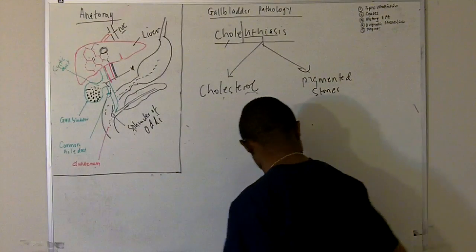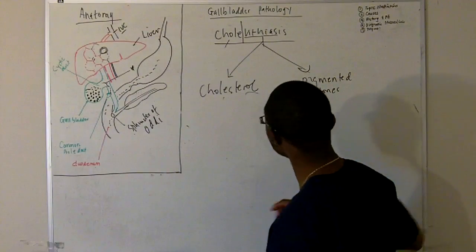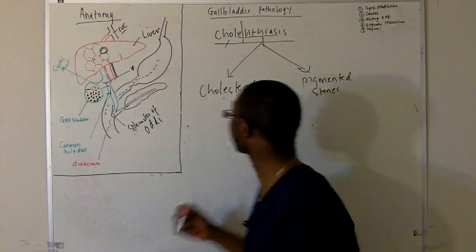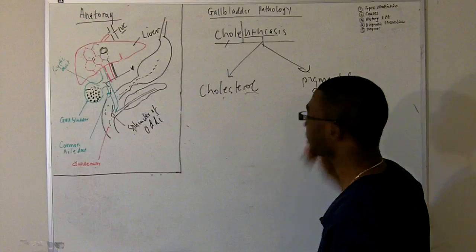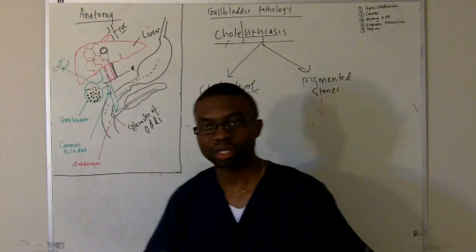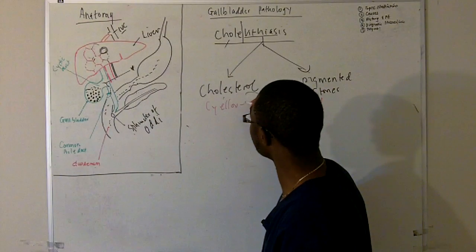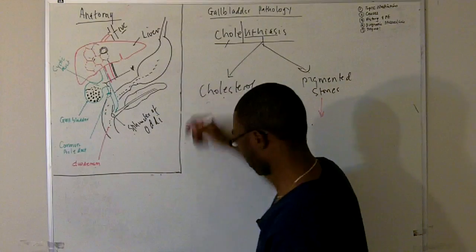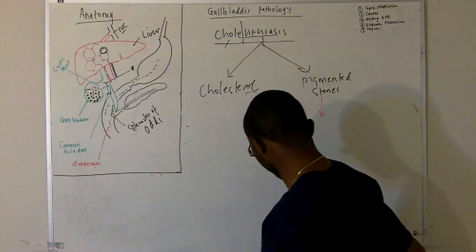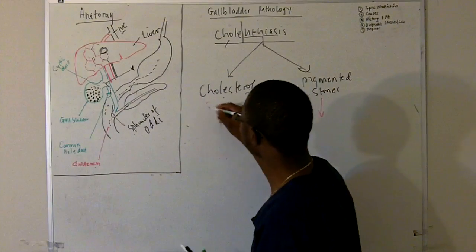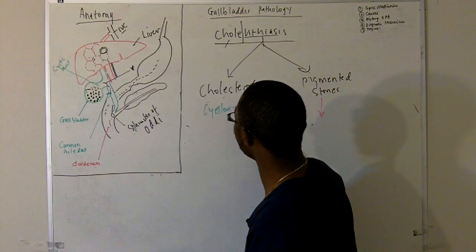I love pigmented stones. You know why? You don't get them often. And when you do, you probably figure out where they're coming from. Pigmented stones, right? They're pigment. They're colored. Cholesterol stones, they're yellow, green in color. Which, by the way, maybe since I try to make these videos more interactive. So, kind of yellow, green.